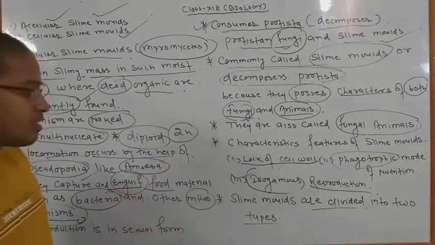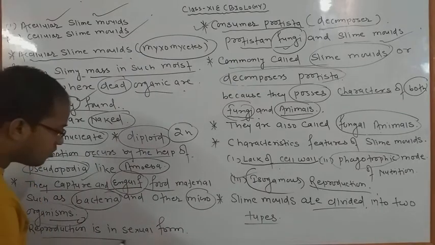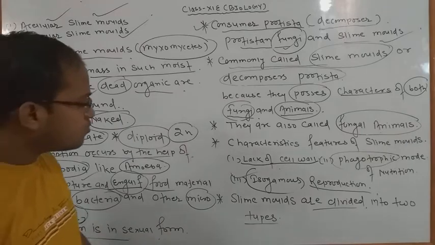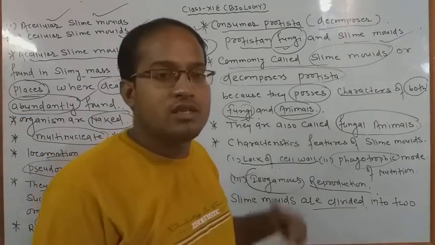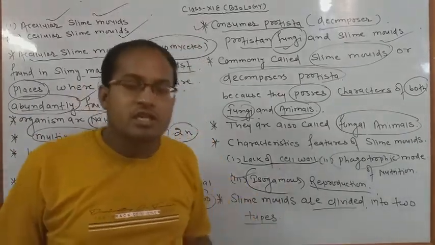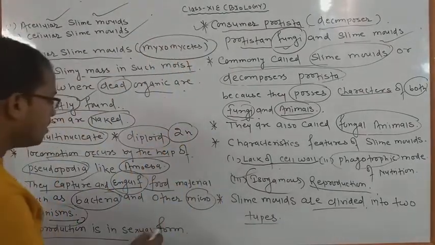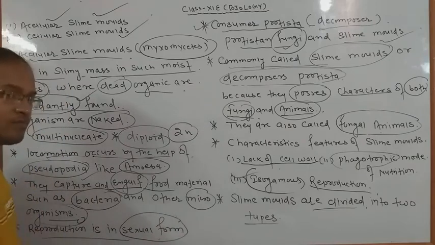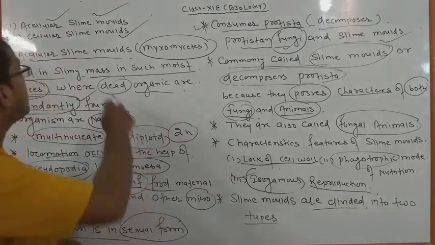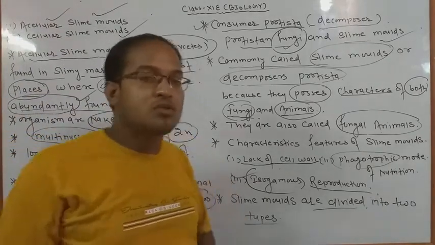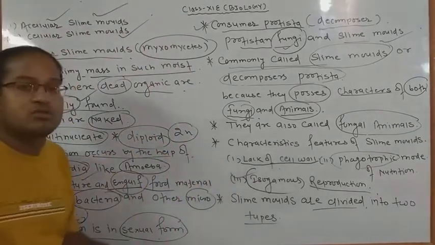Okay, now the last point of that topic is they have well developed sexual reproduction systems, by which they can generate their own species after some time, and it may be done by sexual form. So acellular slime molds are completed. Now in the next part we have to discuss the cellular slime molds.